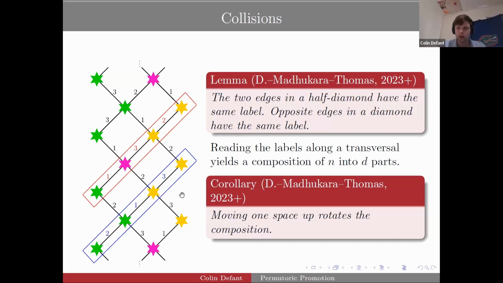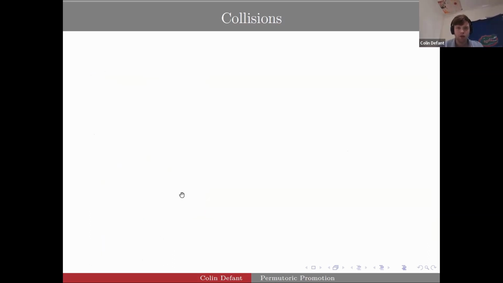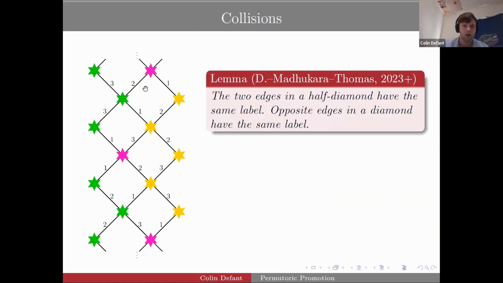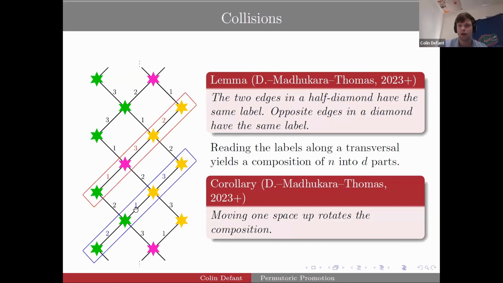So really what we've done here is we've said that if we start with just this labeling, we can construct this bi-infinite timeline, and we can look at all the collisions that occur. From those collisions, we get this Hasse diagram with this edge labeling. And then we can get this orbit of compositions of n into d parts under rotation. So from this bi-infinite timeline, I end up getting an orbit of compositions under rotation.